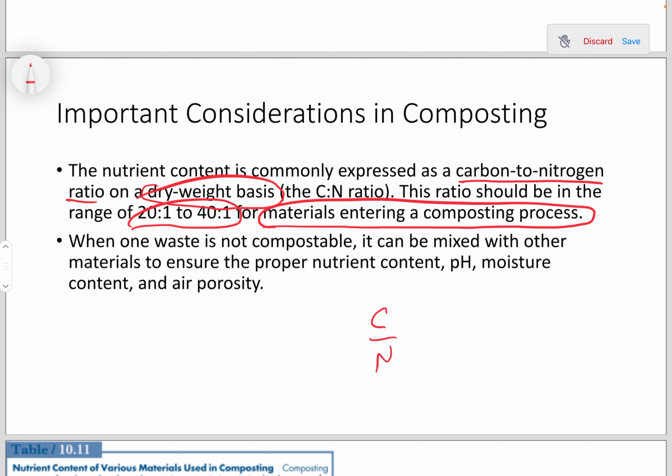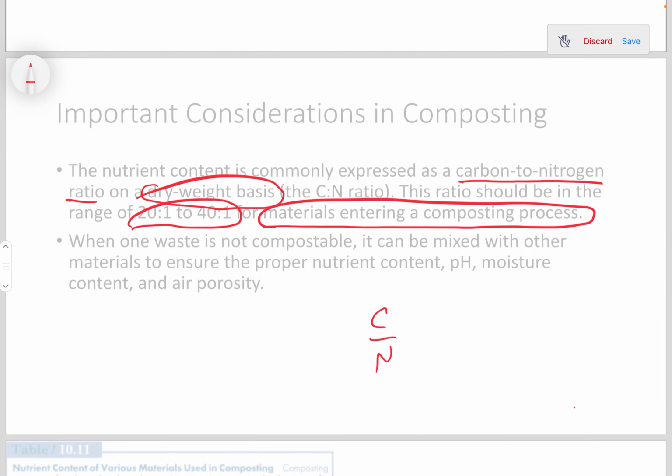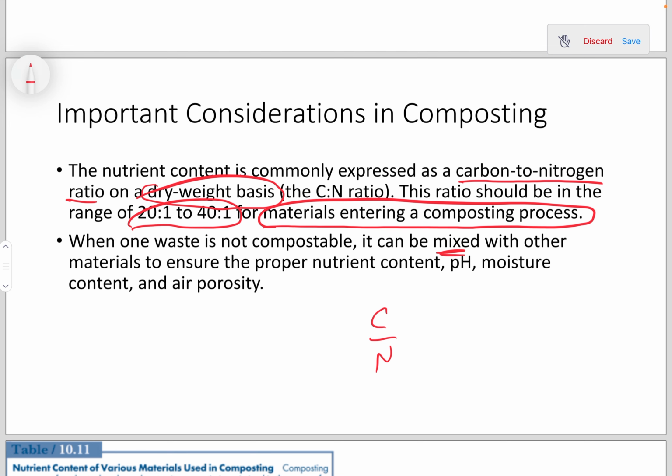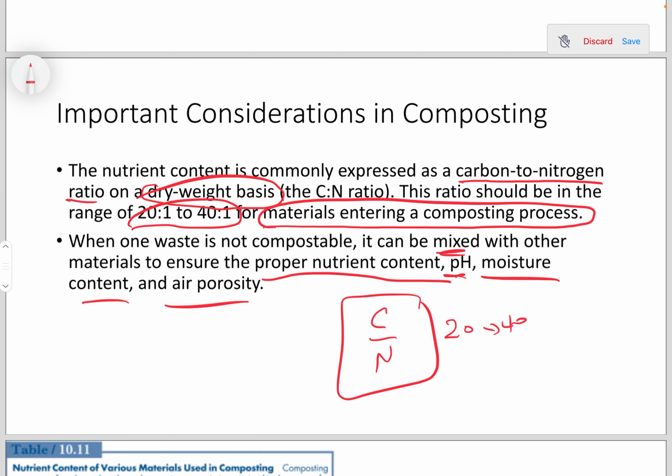When one waste is not compostable, it can be mixed with another one. Sometimes you have trash from food, and when you check C/N, it's not from 20 to 40. So you have to mix it with something else, sometimes with other material, to ensure proper nutrient content. C/N has to be from 20 to 40. This is the proper nutrient content. Of course, pH has to be controlled, moisture content has to be controlled, and air porosity has to be controlled.